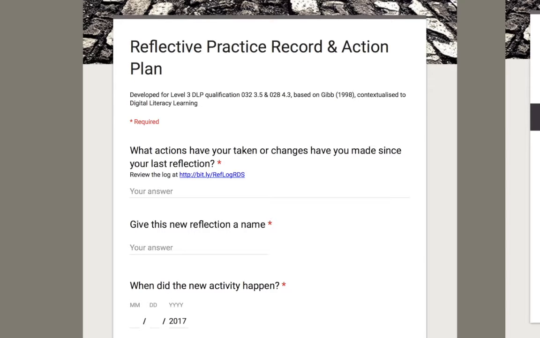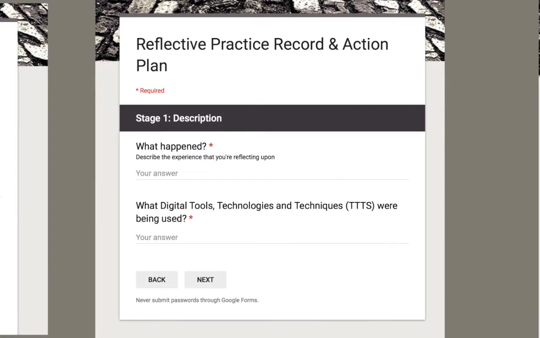But what it starts with is asking me to look back to the 6th stage of my last reflective process, and asked me to describe what actions I've taken or changes I've made since my last reflection, and gives me a quick link into the spreadsheet that sits behind this Google form. It asked me to name my reflection, which I think is an important addition, and to identify when the activity happened. And I've tried to keep it as generic as possible.